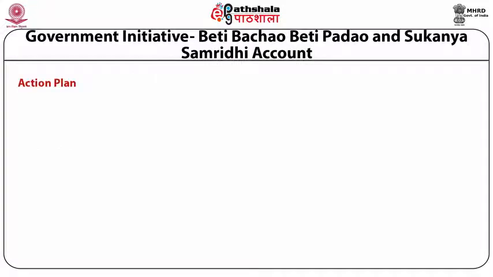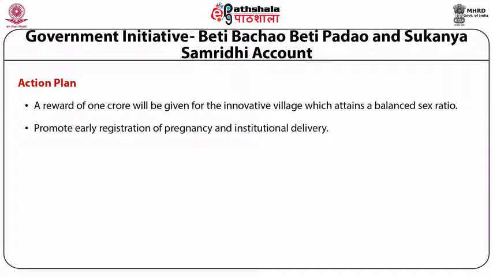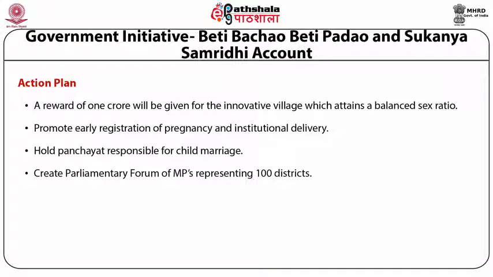Action plans under the schemes are that a reward of 1 crore will be given for the innovative village which attains a balanced sex ratio. Another action plan is to promote early registration of pregnancy and institutional delivery, to hold panchayat responsible for child marriage, and to create a parliamentary forum of MPs representing 100 districts. These were the important points of Beti Bachao Beti Padhao Yojana.